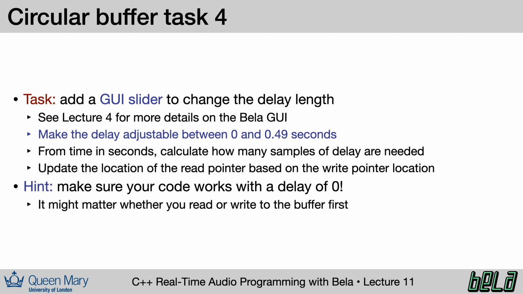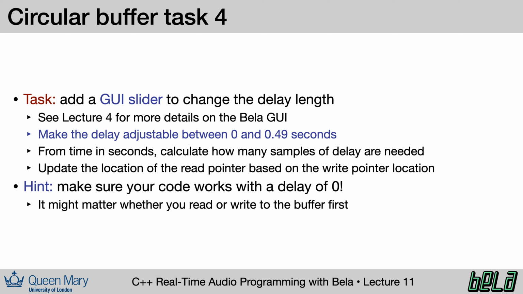This task uses the GUI sliders, which we first saw in Lecture 4 of this series. You need to include the GUI and GUI controller libraries to do this. You'll need to create some objects and initialize them inside of setup. You should make your code have one adjustable GUI slider, which is a delay which ranges from 0 to 0.49 seconds, recalling that 0.5 seconds is the total length of the buffer.